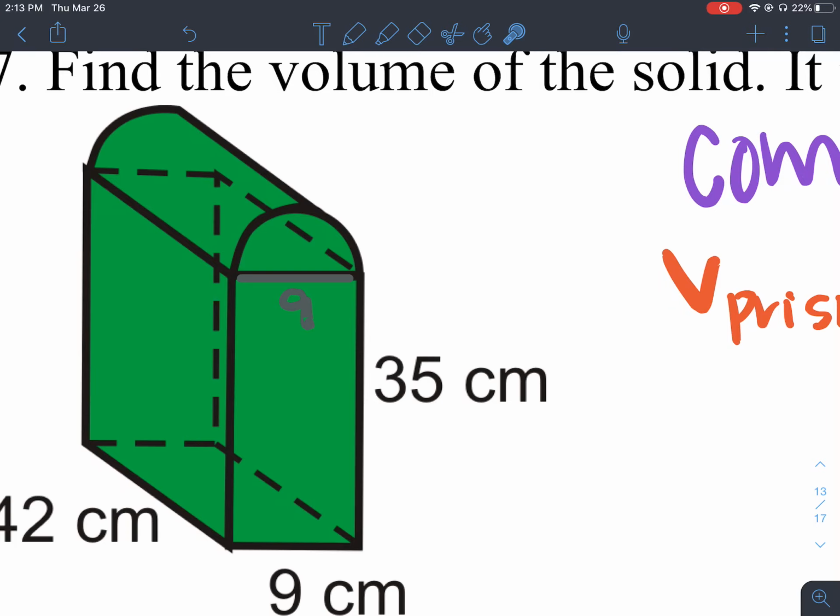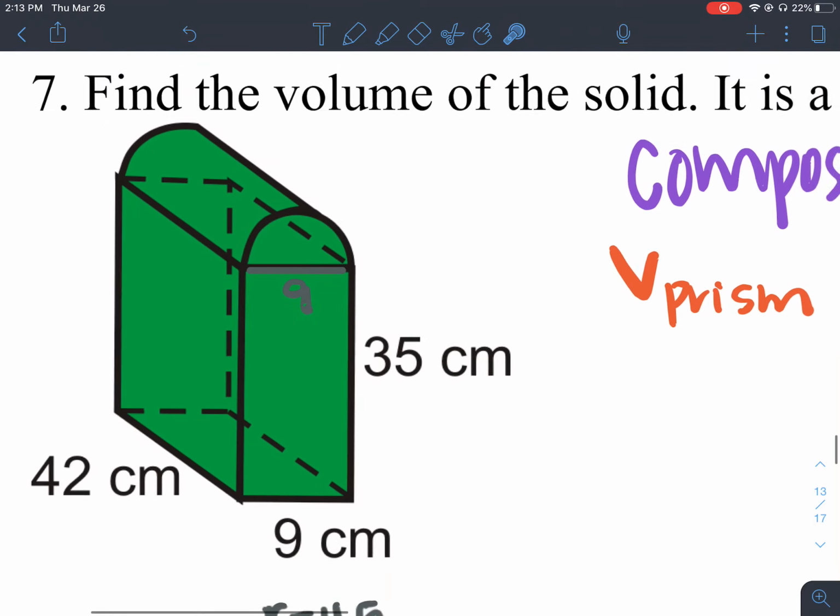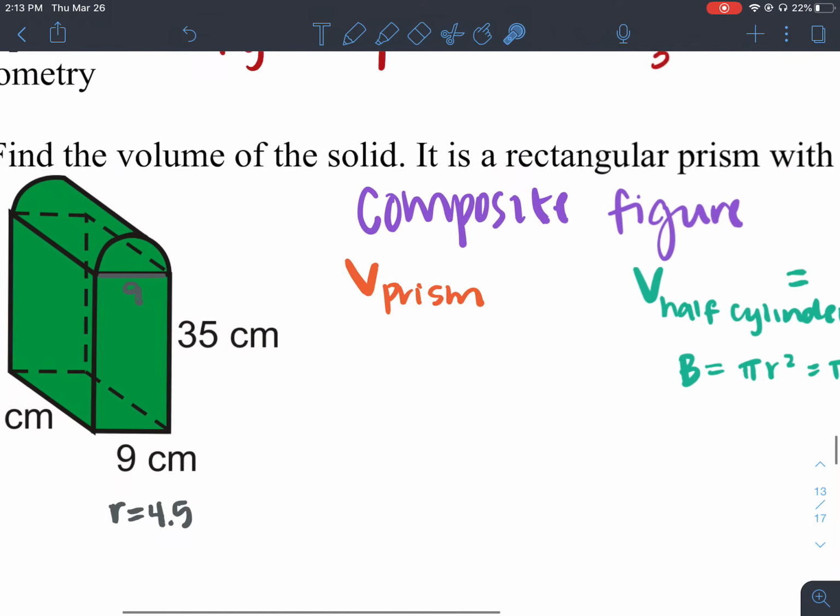Think about your water bottle laying on its side. Think about you laying down on your side. If you lay down, you're no longer 6 inches tall. You're however tall you are when you stand up nice and tall. So the height of our cylinder is actually going to be this distance here, this 42 centimeters.